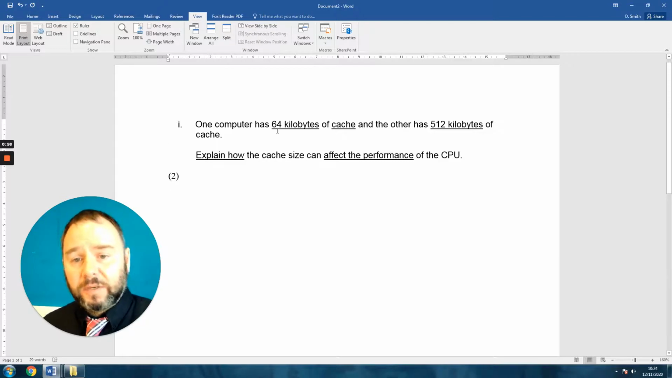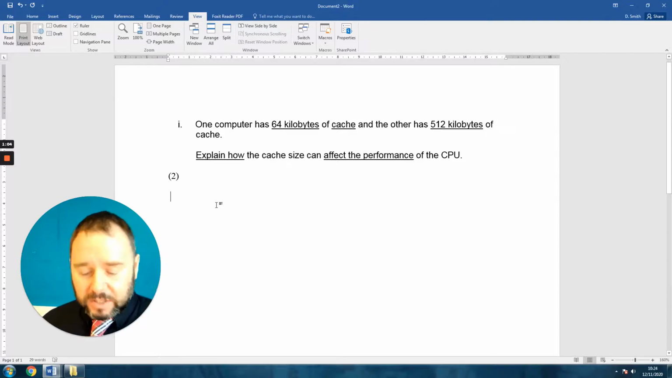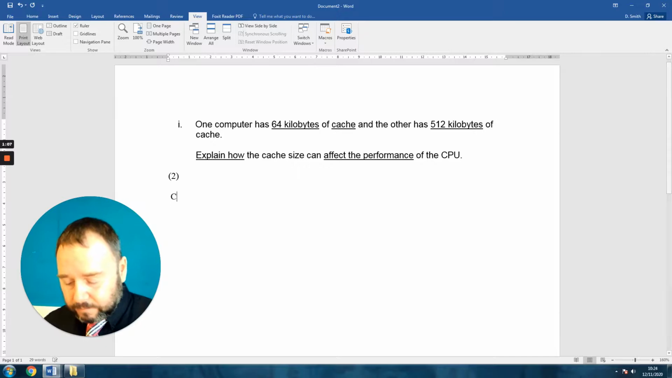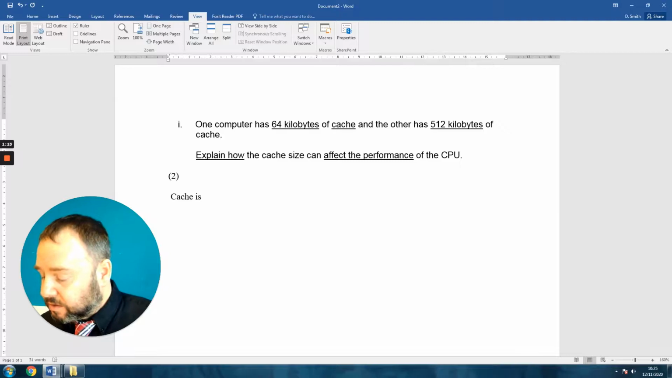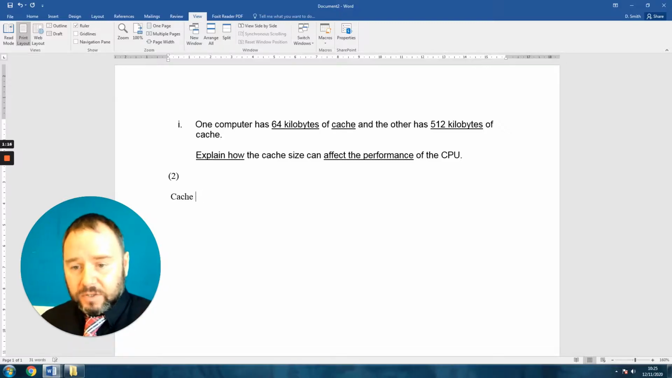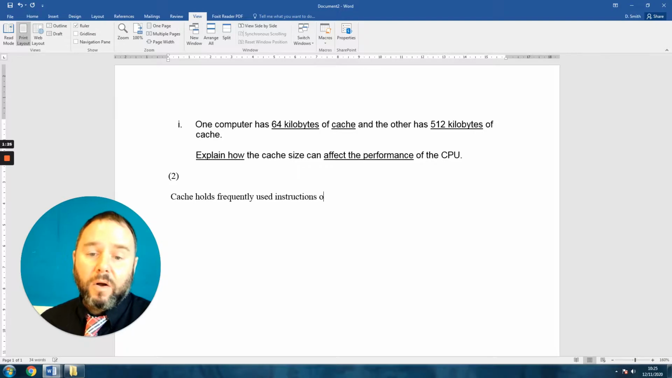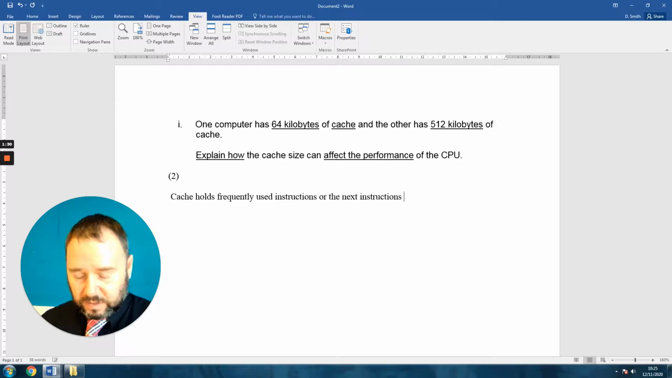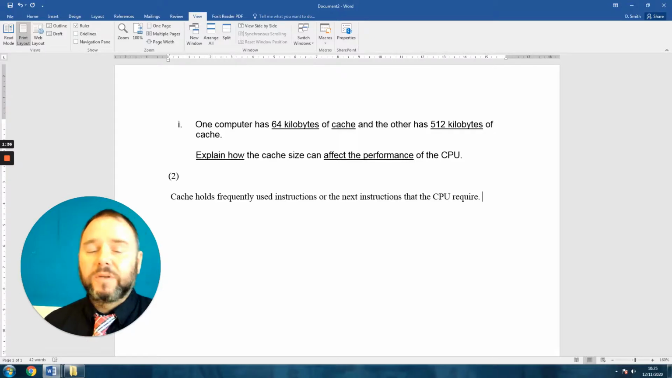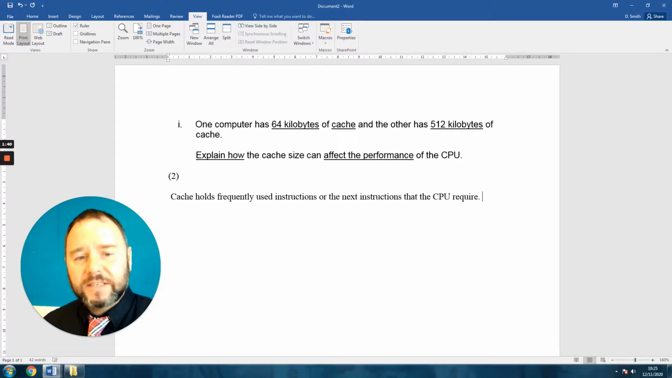So one computer has 64 kilobytes of cache, the other has 512 kilobytes of cache. Explain how the cache size can affect the performance. Well, let's pick up an easy mark and just explain what cache is. Let me skim the marks in just so I don't say anything that's going to throw us out. Let's go with: cache holds frequently used instructions, or the next instructions that the CPU requires. Even though we haven't answered the question, we pick up a mark for that.